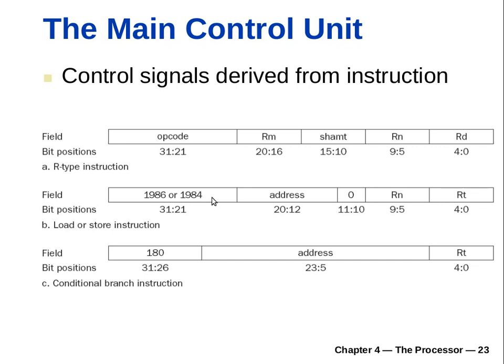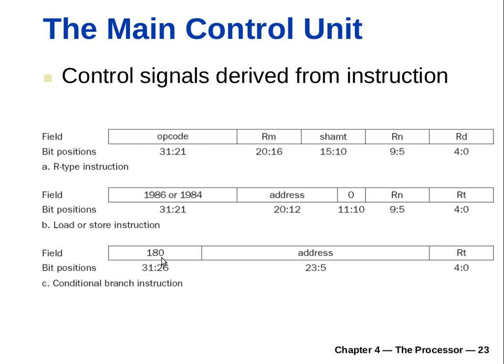Okay, so sa load and store, nandito yung address, which actually is the offset, and then you have the base, and then you have kung saan mo ilalagay, kung saan mo i-retrieve. So you have the base address, and then for the conditional, this is the offset, and then the register to be compared.